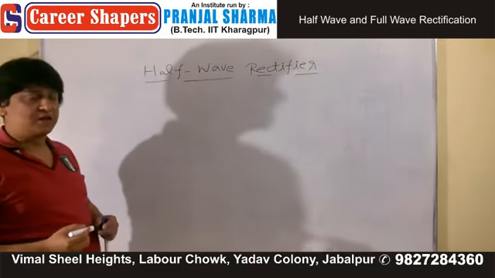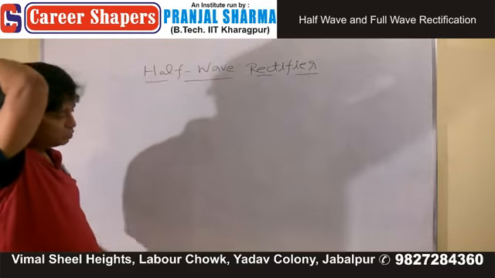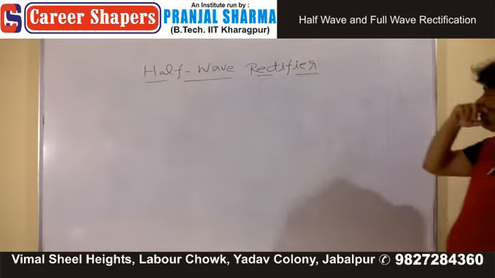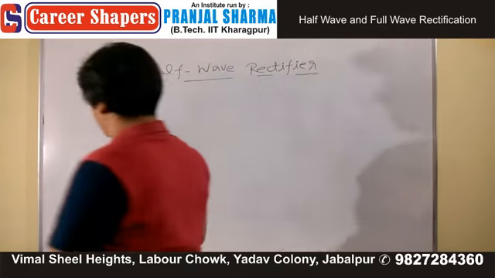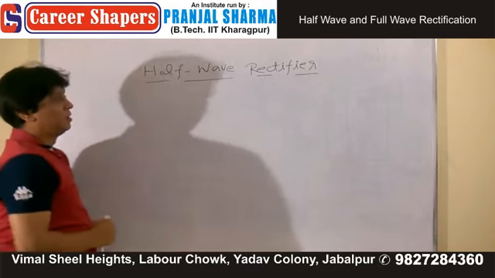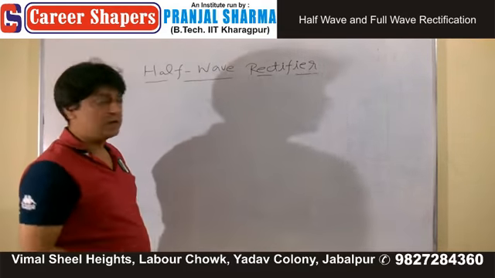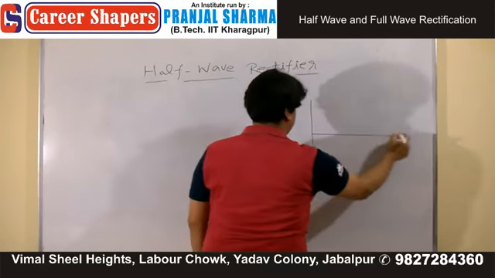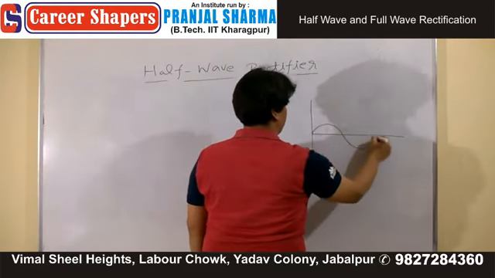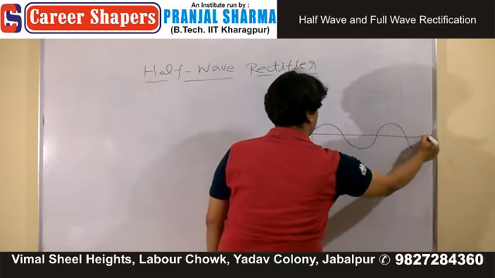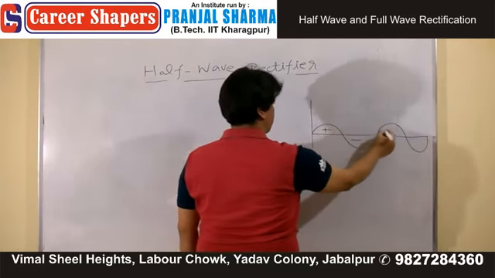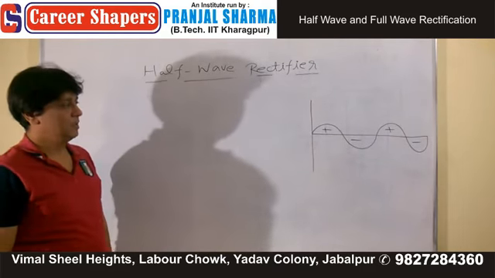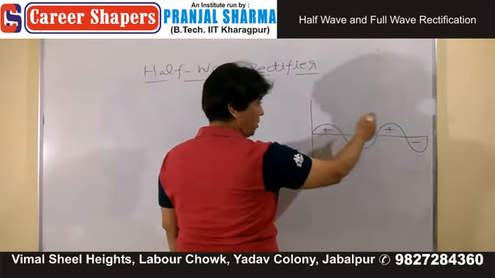What is a half-wave rectifier? Suppose you want to convert an alternating current into a DC, unidirectional current. Now you know that an alternating signal, if you represent it in this form, this is plus, this is minus, this is plus, this is minus. This is your alternating circuit.